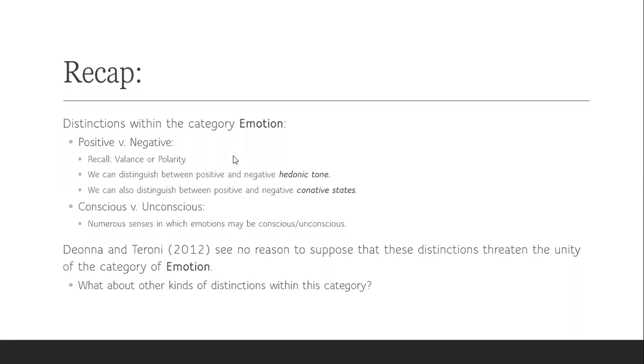So those are a couple of ways that we can carve up this positive and negative distinction. We can talk about a positive and negative valence or polarity in terms of hedonic tone, or we can talk about it in terms of conative states. Of course, that's not the only distinction that we can draw. We can also draw a distinction between conscious and unconscious emotions.